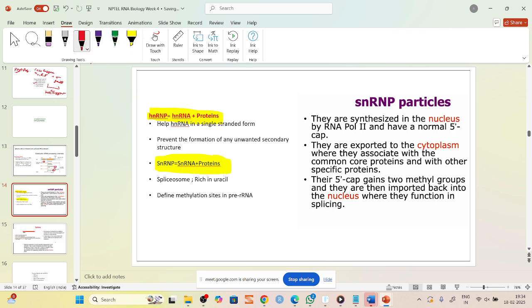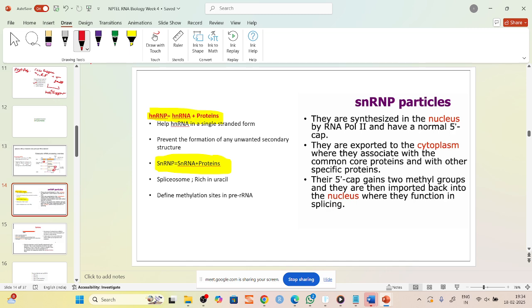Now, what is the use of this hnRNA and snRNA? This hnRNP helps keep the hnRNA in single-stranded form. It prevents the formation of any unwanted secondary structures. So basically, your hnRNA has to be in the single-stranded form.